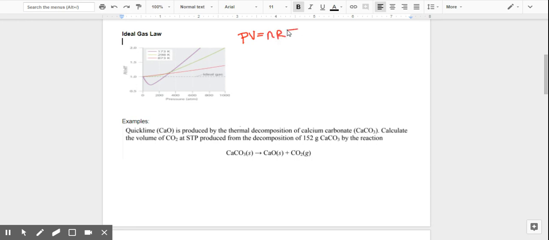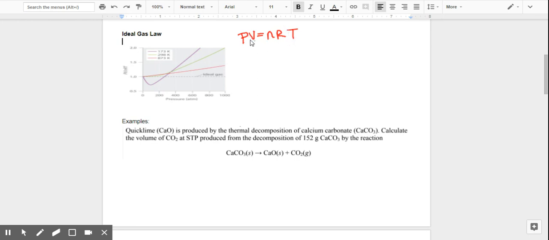Remember that my pressure here must be in atmospheres, ATM. My volume must be in liters. N stands for moles. Now, I can never, ever, ever plug a coefficient in right there. I have to do some stoichiometry, some stitches, in order to figure out those moles if it's not given to me. The R is your gas constant, which is 0.0821. And my temperature is T, which must be in Kelvin.